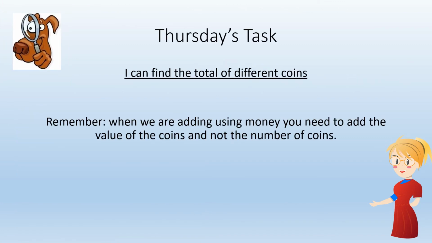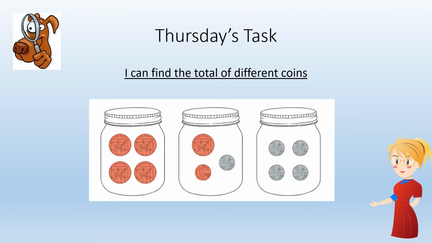Thursday. Today, we're going to be finding the total of different coins. This means that we're adding our coins together. But remember, when we add using money, you need to add the value of the coins and not how many coins you actually have. So I have 3 jars of money. Have a look at each one and see how many coins you can see and how much they are worth.